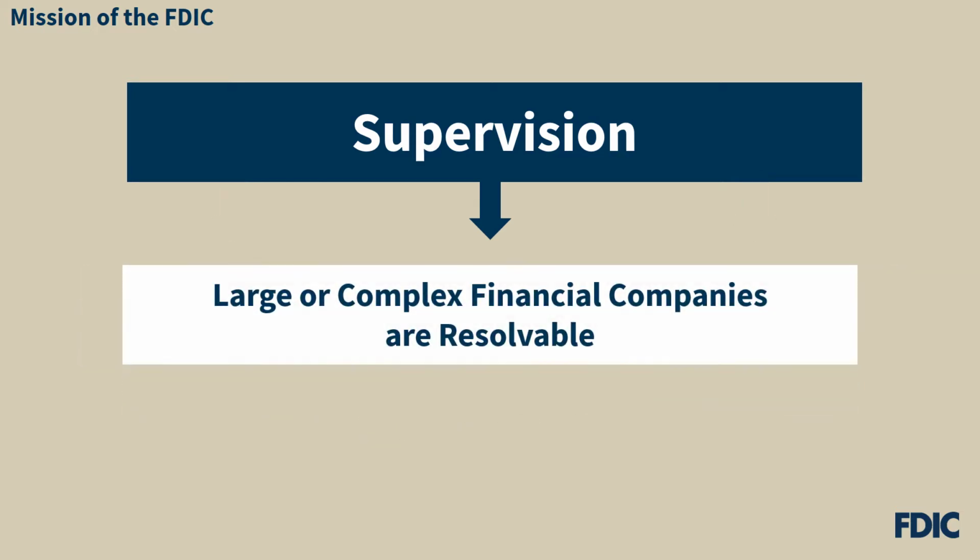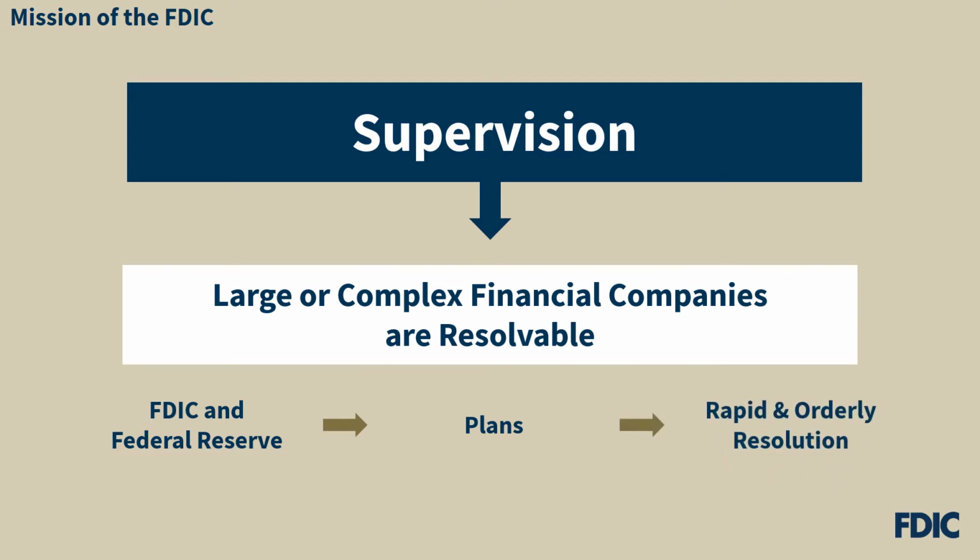One related goal is to ensure that large or complex financial companies can be resolved in an orderly manner under bankruptcy. We accomplish this by working jointly with the Federal Reserve Board. Together, we review plans developed by certain large financial companies that show how the companies can be resolved in a rapid and orderly way under the U.S. Bankruptcy Code in the event of financial distress.